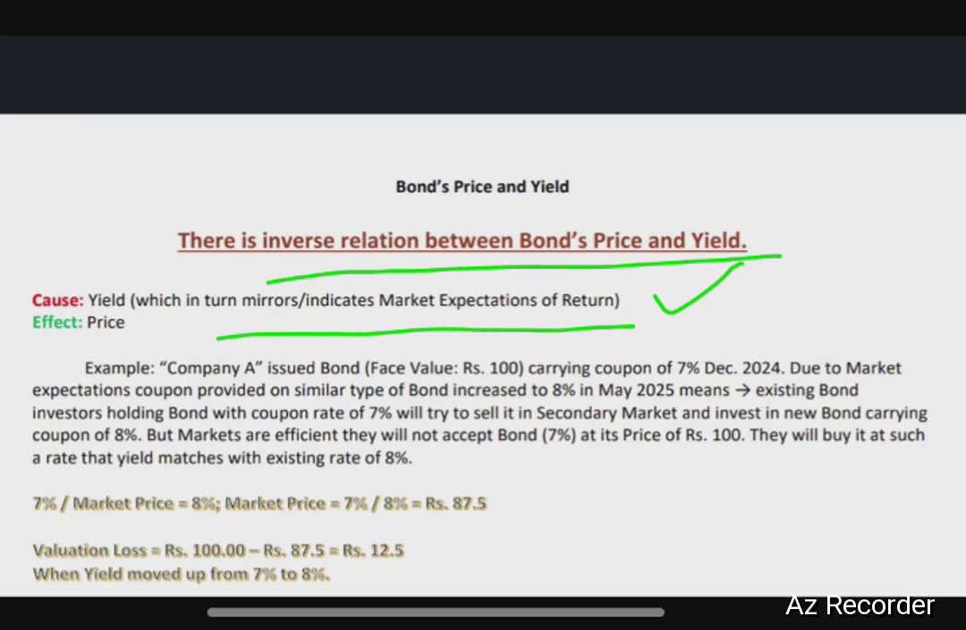So this is how market expectations have changed over a period of time. But you know, when you try to sell it, markets are also efficient. They will not accept the 7% bond at this price of 100. They will buy it at such a rate that yield matches with the existing rate of 8%. Then they will adjust the market price.